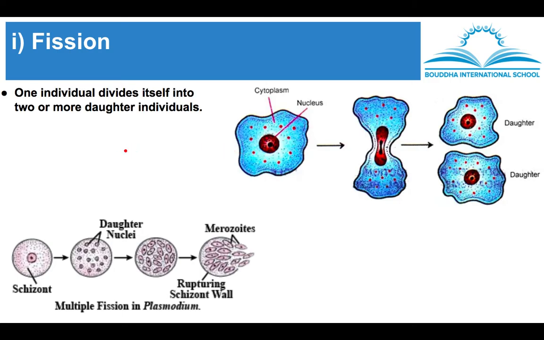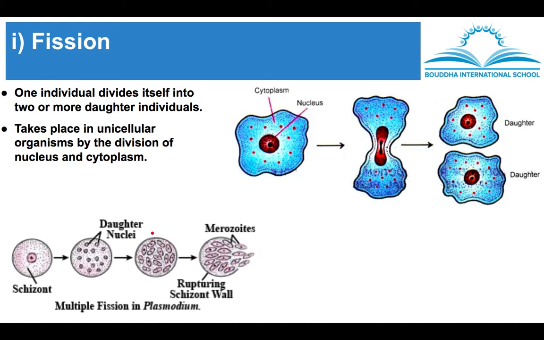One individual here divides itself into two or more daughter individuals. Like here you can see two daughter individuals are formed, but here one parental body is divided into many daughter individuals. It takes place in unicellular organisms only by the division of nucleus that you can see here, and also cytoplasm. And it is of two types, binary fission and multiple fission. One by one we'll be discussing.